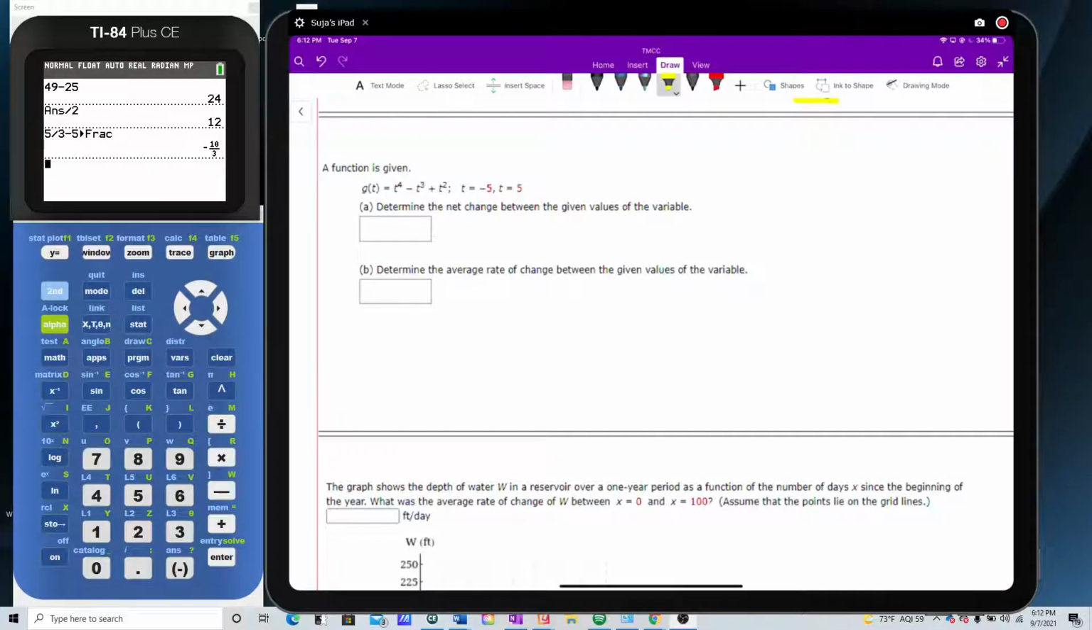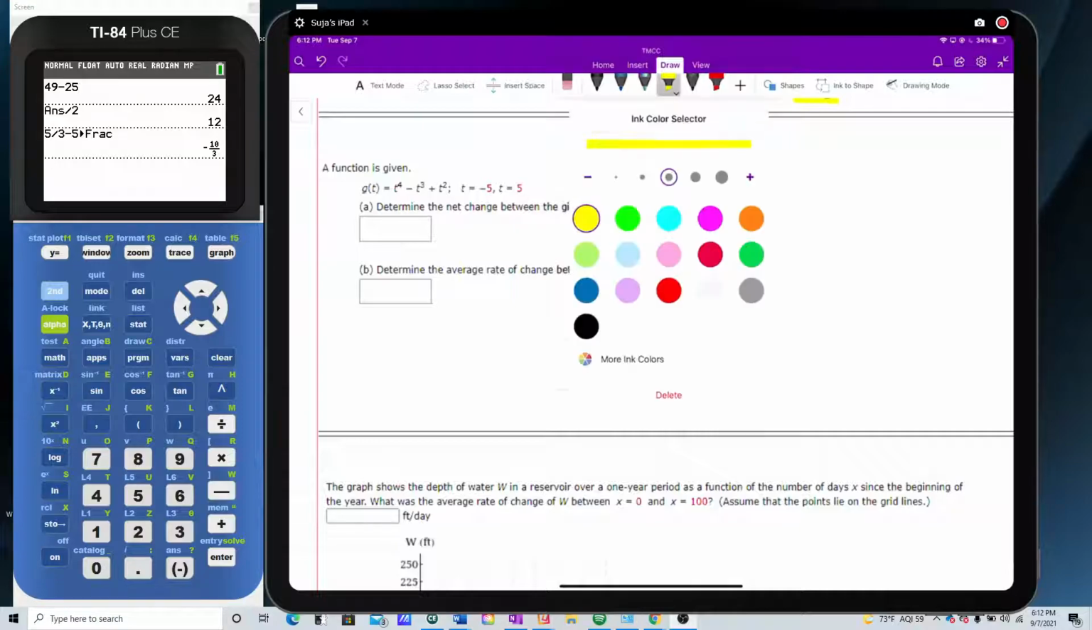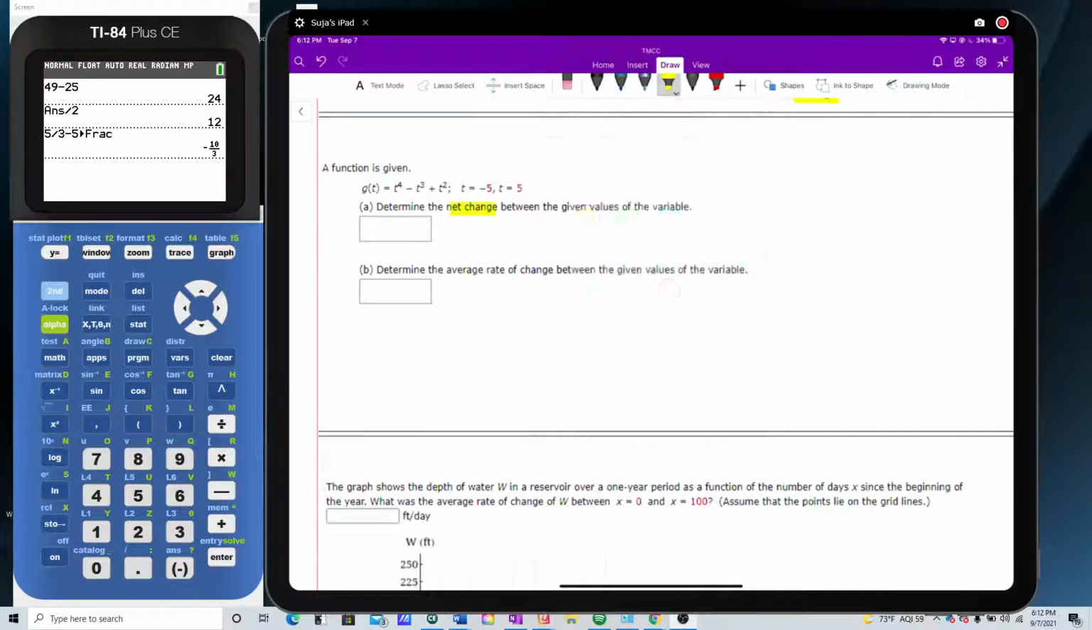In this video, we are going to find again the net change and the average rate of change. So to find the net change, I just need to find the difference of the y values. To find the average rate of change, I need to technically find the slope. So first, to begin with, my function given is g of t is equal to t to the fourth minus t cubed plus t squared. And my x value or t value is -5.